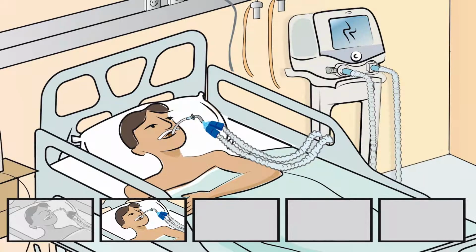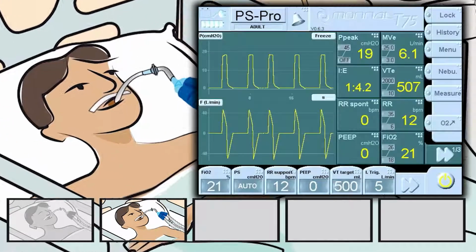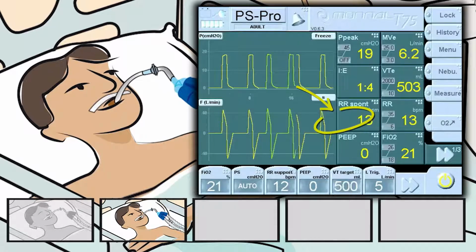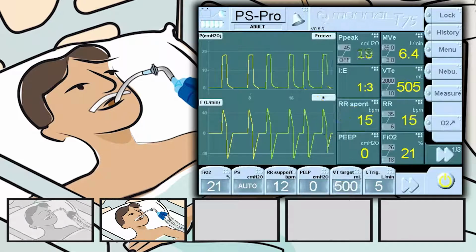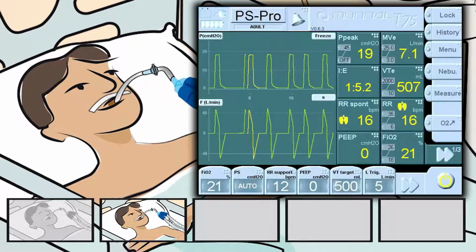Now, our patient is slowly waking up. The curves on the screen become green, and the flashing lungs appearing on the monitoring windows indicate a change of patient's condition. Detecting the patient's inspiratory efforts, PS Pro will switch to pressure support ventilation. Both inspiratory and expiratory triggers bring comfortable ventilation to the patient.